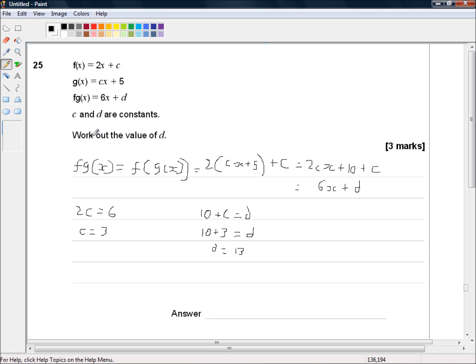And what it asks us to do is to work out the value of d, so we're not worrying about c. We needed c to get d, but we don't have to write down c. So the answer is simply 13.